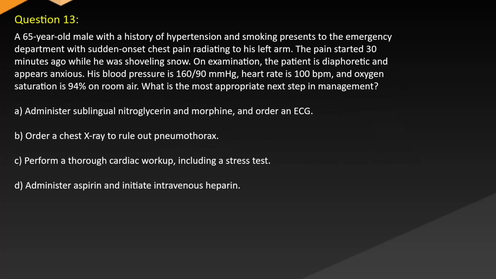Question 13. A 65-year-old male with a history of hypertension and smoking presents to the emergency department with sudden onset chest pain radiating to his left arm. The pain started 30 minutes ago while he was shoveling snow. On examination, the patient is diaphoretic and appears anxious. His blood pressure is 106 over 9 mmHg, heart rate is 100 bpm, and oxygen saturation is 94% on room air. What is the most appropriate next step in management?